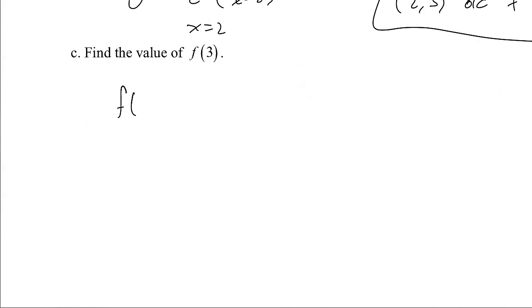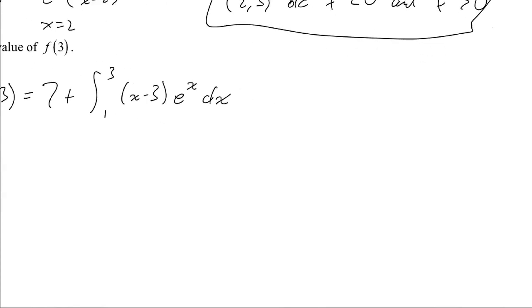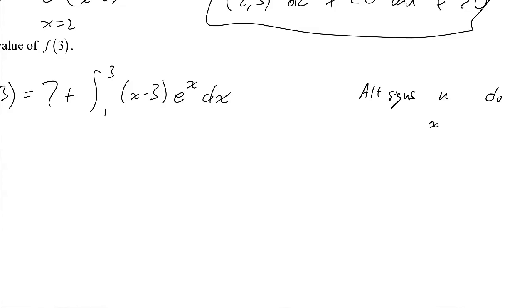So let's see, f of 3 equals 7 plus the integral from 1 to 3 of f prime, which was x minus 3 times e to the x dx. So I will need to do an integration by parts here, and I can do the tabular method since I have a u that goes to 0. So alternating signs, u and dv. u is x minus 3, and then I'll have 1 and 0. dv is e to the x, so e to the x, e to the x, and alternating signs.